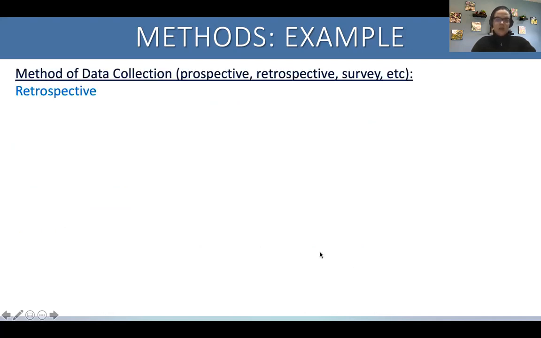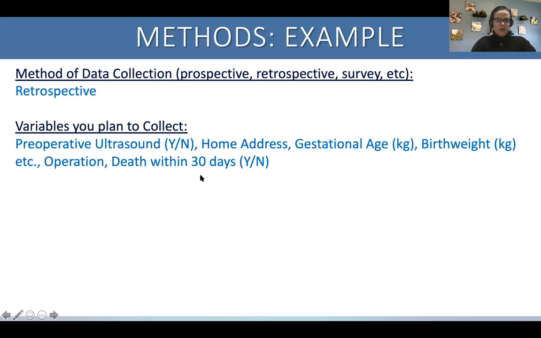And when we think about the method of data collection, we are going to use a retrospective method for this example. We plan to collect data on whether or not patients received a preoperative ultrasound, what their home address was, their gestational age, their birth weight, what operation they had, and whether or not they died within 30 days postoperatively.